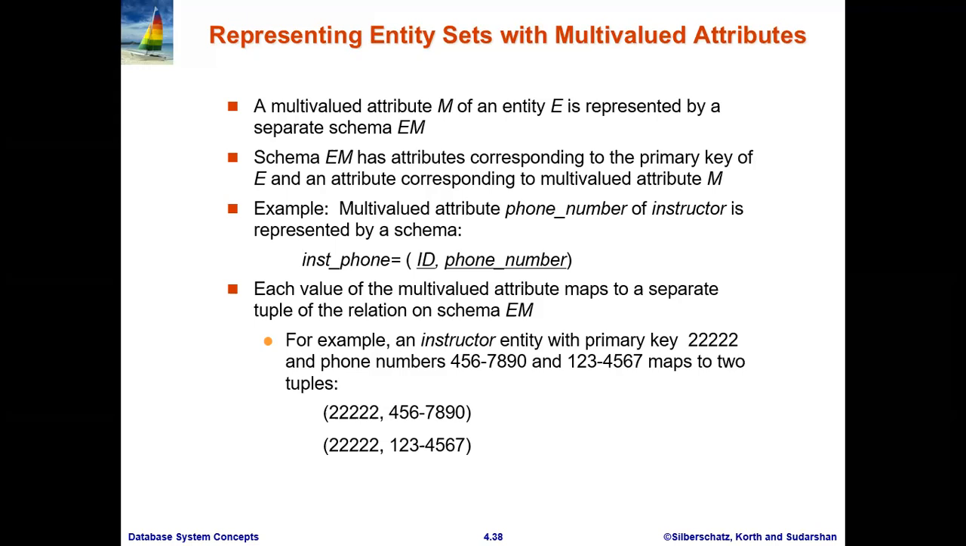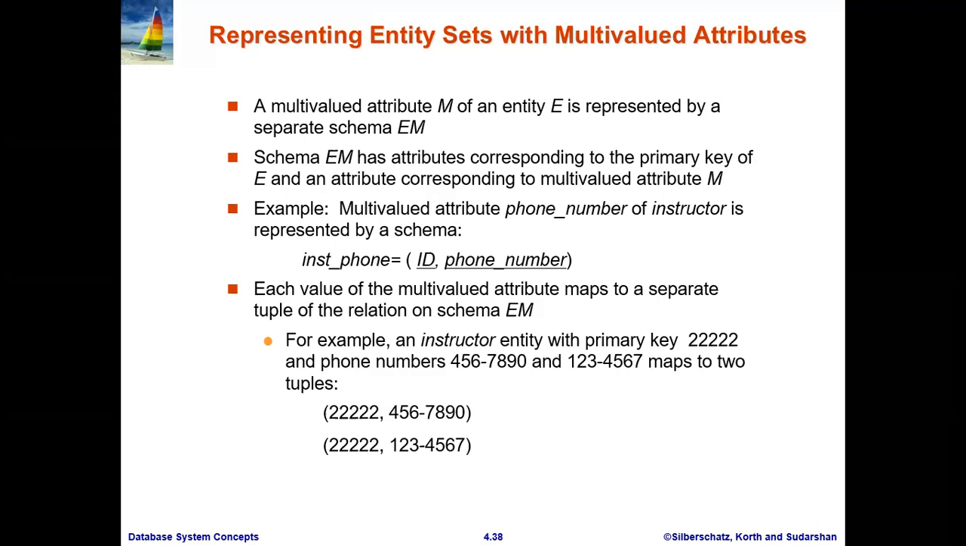Now multi-valued attribute will have more than one value. So each value of multi-valued attribute is mapped to a separate tuple of relation on schema EM. It means for each value of multi-valued attribute, there will be separate tuple, separate row of that relation schema as EM.